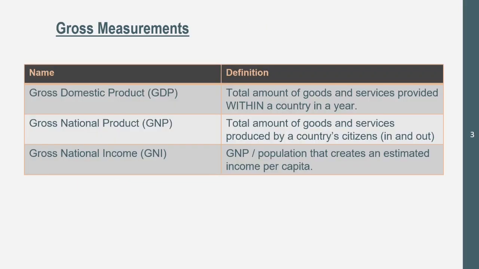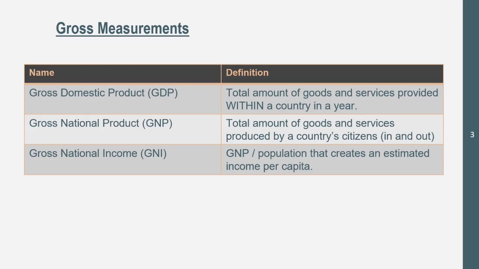So gross domestic product, which is our GDP, is the total amount of goods and services provided within a country in a year. So it's within that country's borders. So if a company has a factory in America and they sell products in America, then that's going to contribute to the gross domestic product. However, if they have factories in America but sell in Germany, that's not going to be part of America's gross domestic product.